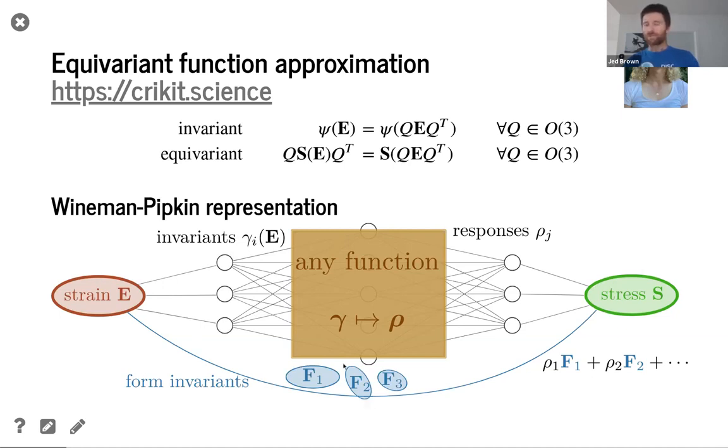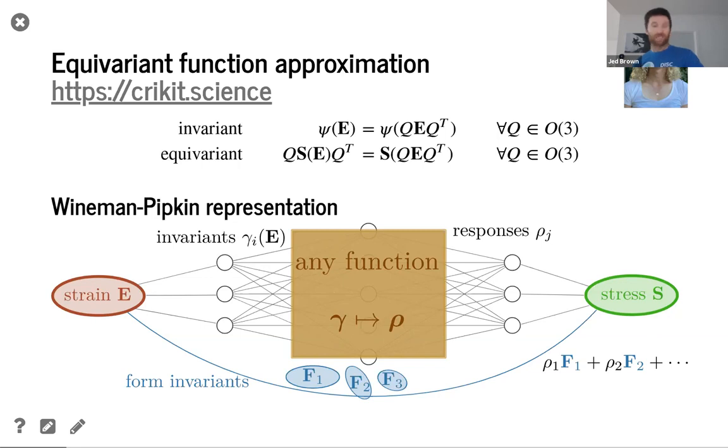But as far as representation is concerned, you can take any set of invariants and set of form invariants. These are matrices, but there's nothing learned here. These are just direct functions. It's part of your modeling ansatz. And then what we need is some arbitrary approximation here. This can be any kind of function approximation. And it just needs to map this set of invariants to a set of scalar responses. Those get put together on the output and we get a stress.